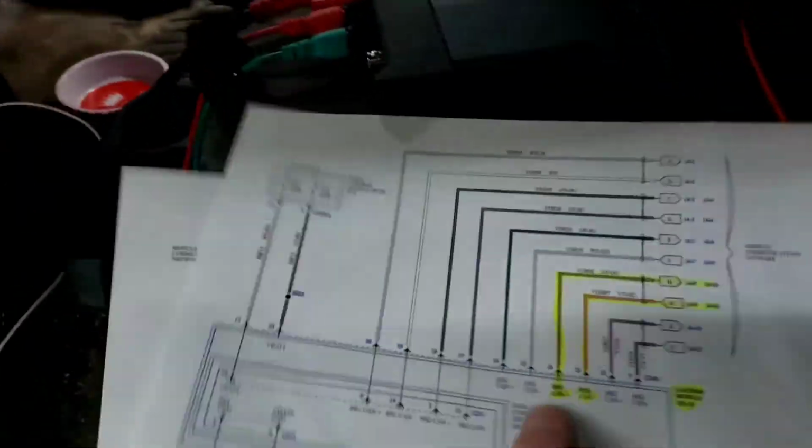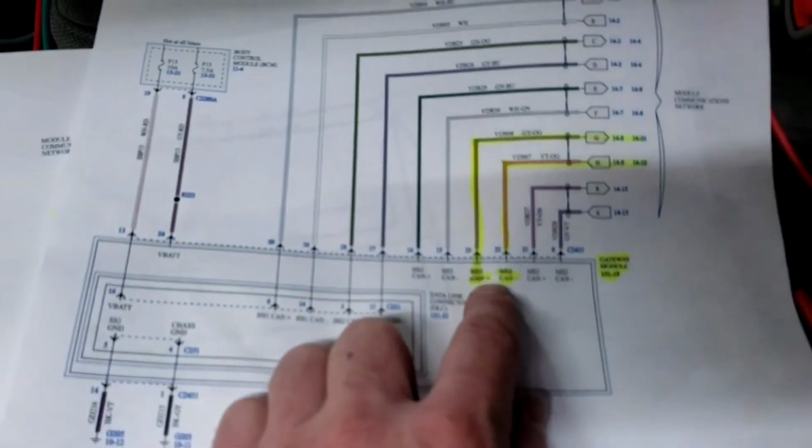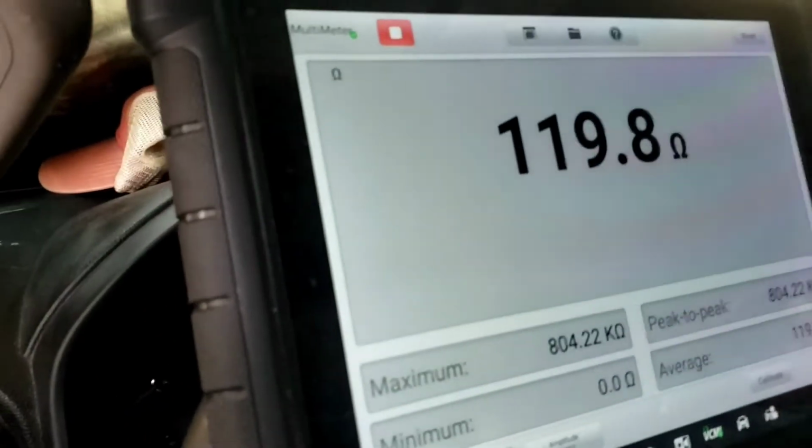All right, so now I'm checking. I got termination resistance in the FCIM, 120. Termination resistance in the central gateway, 120. Should get 60. And I'm probing down there with the batteries unhooked, and I'm getting 120.